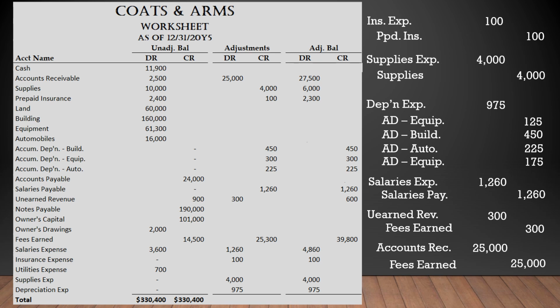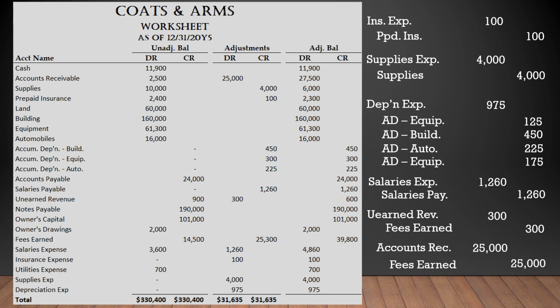Combined with the previous credit of $300, the $500 credit brings that amount to $39,800. Since every journal entry has the same total of debits and credits, our adjusting entries will also have an equal sum of debits and credits. We then determine our adjusted balances for each of our accounts. For accounts that weren't impacted by our adjustments, like cash, the balance will remain the same.